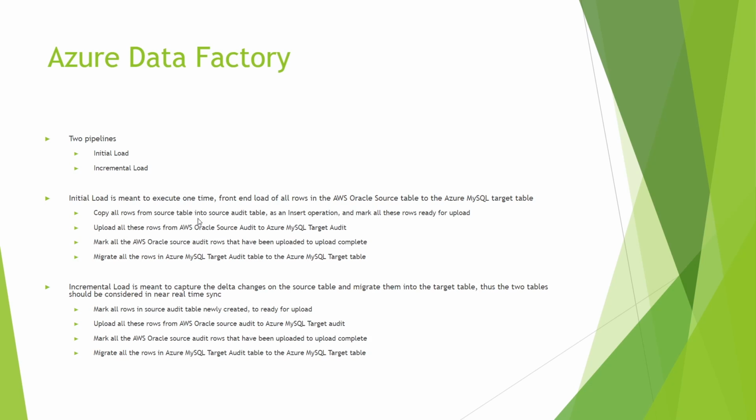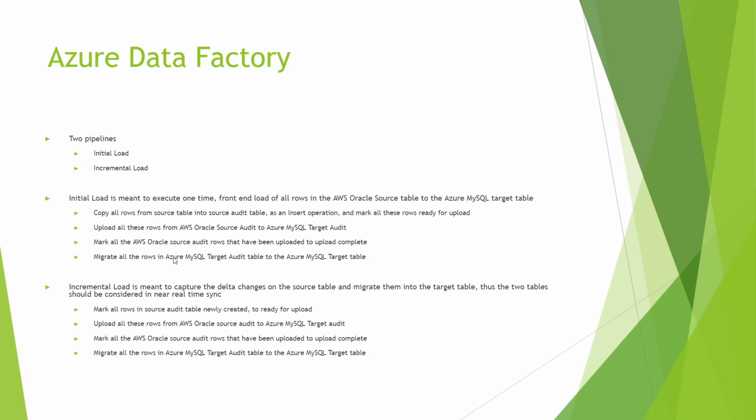Copy all the rows from the source table into the source audit table as an insert operation, and then mark all of these rows for upload. Upload all of these rows from the AWS Oracle source audit environment to the Azure Platform MySQL target environment. Mark all the AWS source audit rows that have been uploaded as upload complete, so we don't do this operation twice, or accidentally duplicate data.